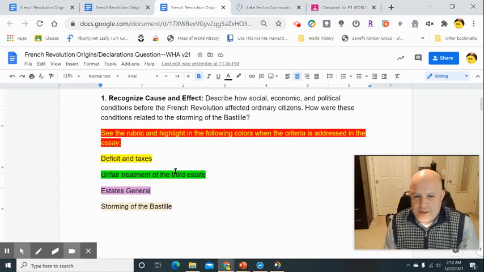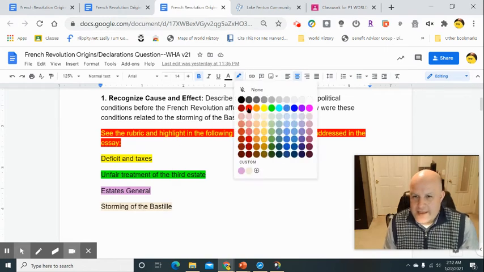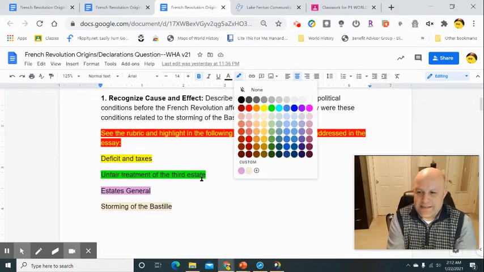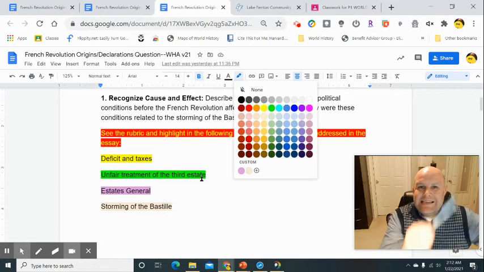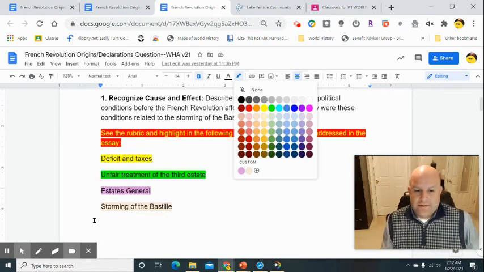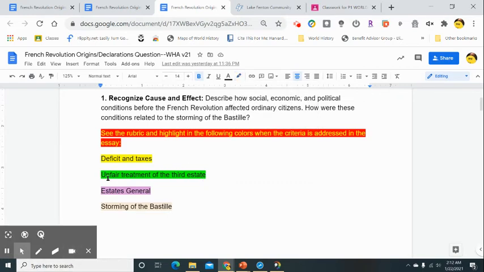And when you're putting them in, it is important that you highlight them in these colors as you are addressing them, so that I know that you understand it. You might say, "Well, I put it in there." Yes, but the point is, I need to know that you understand. Okay, so that's one question.